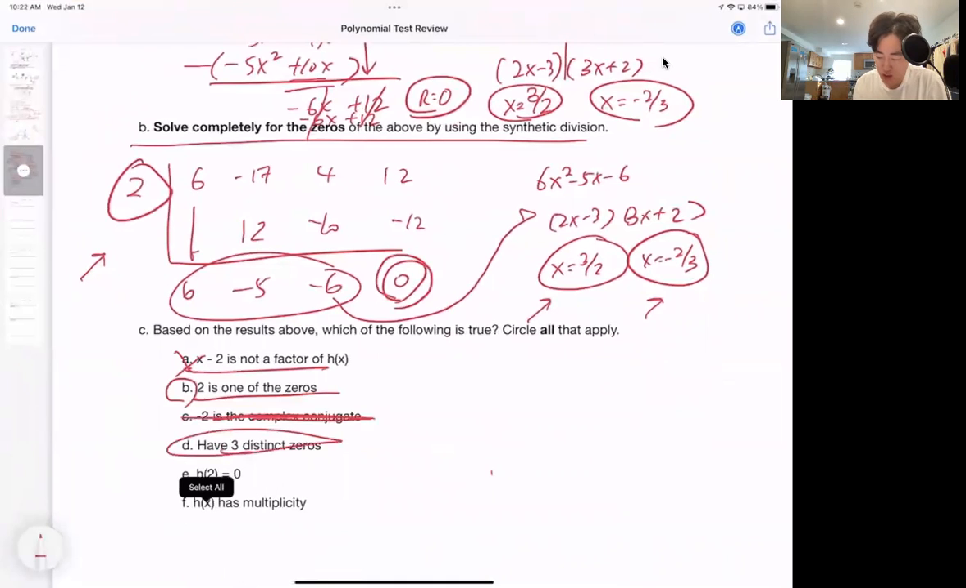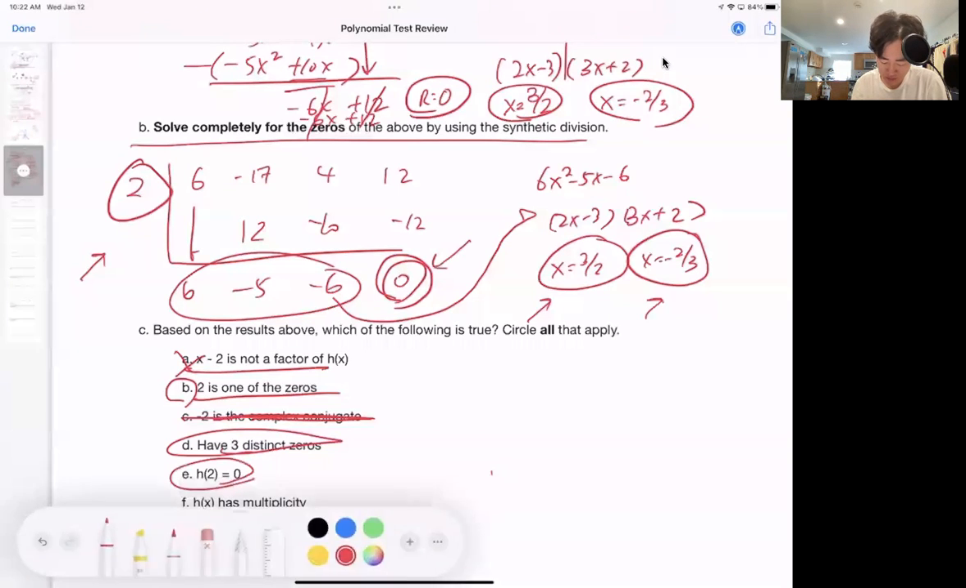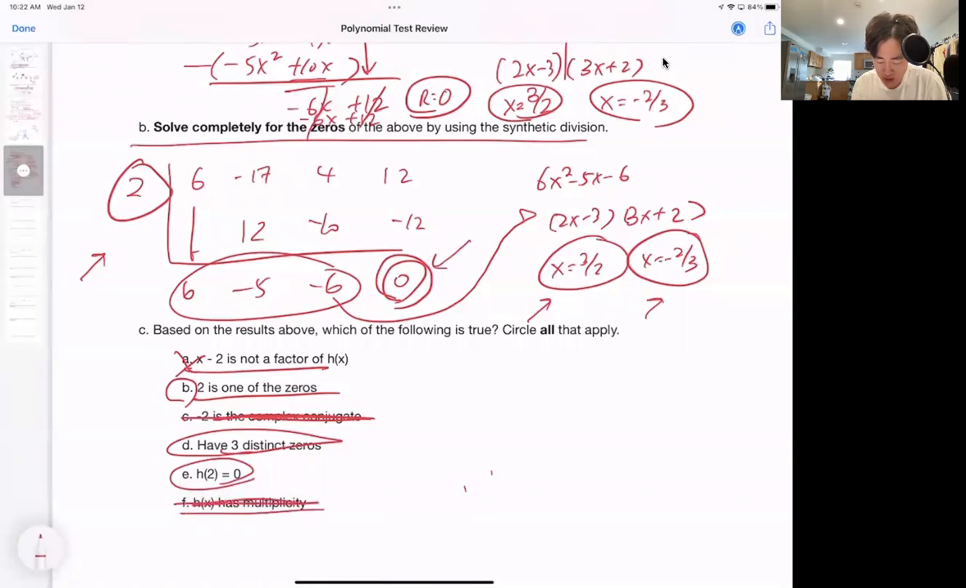Have 3 distinct zeros? Yes, because I have 1, 2, and 3. Distinct means different, unique. H of 2 is 0? Yes, because when you actually plug in 2 into the equation, you get a 0 for that. That's what the remainder theorem says. H of x has a multiplicity? Nope, I don't have any repeated zeros, so it should be B, D, and E for this choice right here.